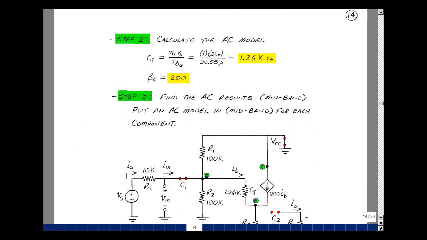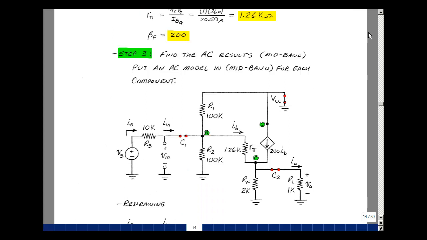Step 2 of our algorithm is to calculate the AC model based on the DC operating point. We've got an R pi and a beta F. Beta F, where AC and DC is the same, is equal to 200. R pi is eta F V sub t over I sub B at the Q point. That's equal to 1 times 26 millivolts divided by 20.58 microamps. That's 1.26 k ohms.